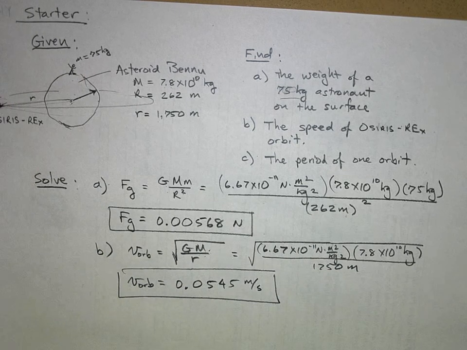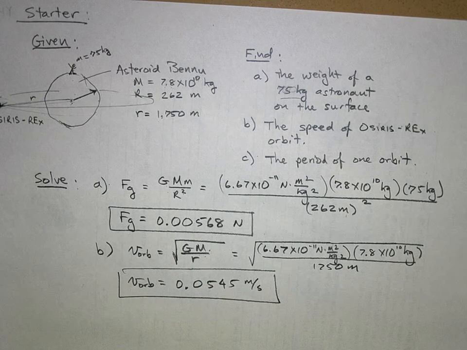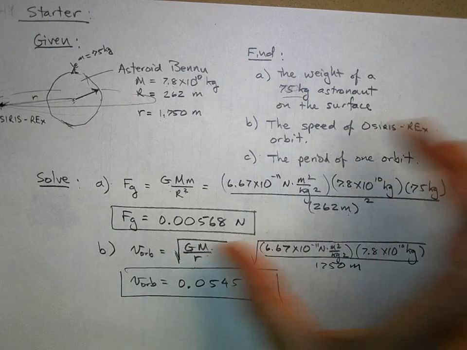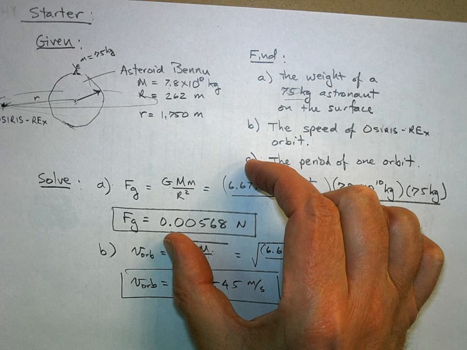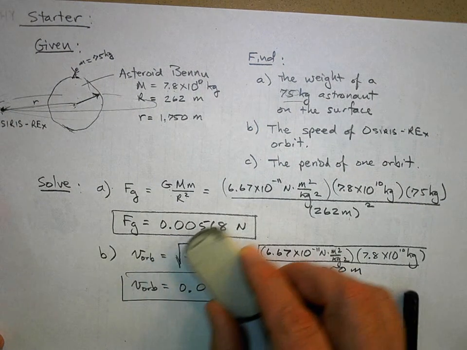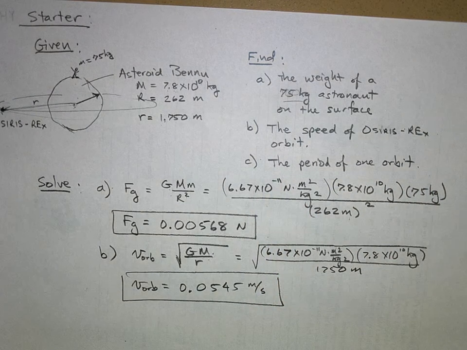This is very, very slow. What is this right here? This is 0.05 meters. That's 5 centimeters. It's traveling 5 centimeters per second. Well, 5 centimeters, it's like this much. Actually, that's more, like this much every second. So it's literally moving this fast around the asteroid. So it's going to take a long time to go around once.